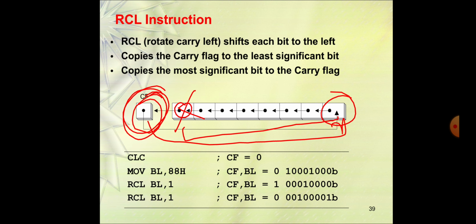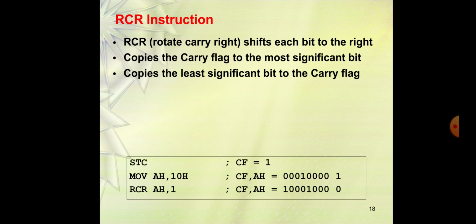It is similar for rotate carry left and rotate carry right. RCR shifts each bit to the right and copies the carry flag to the most significant bit. So it is a similar operation but just the opposite of the left.